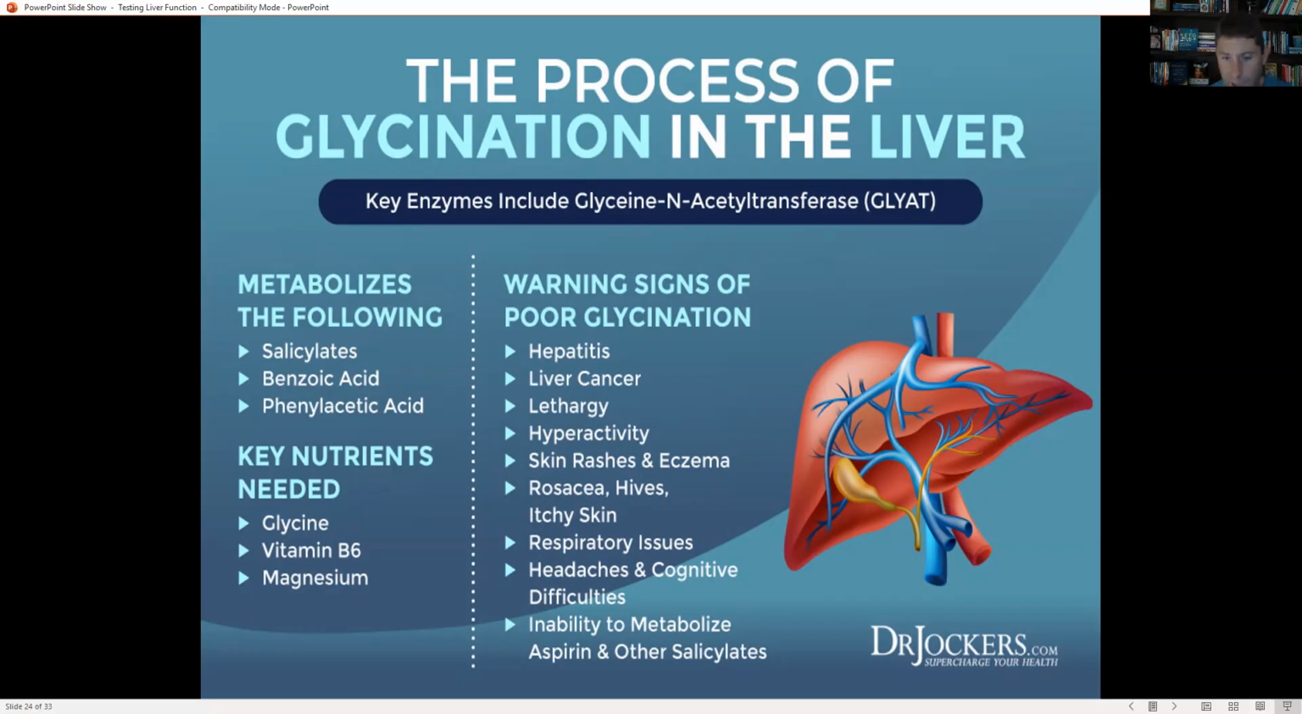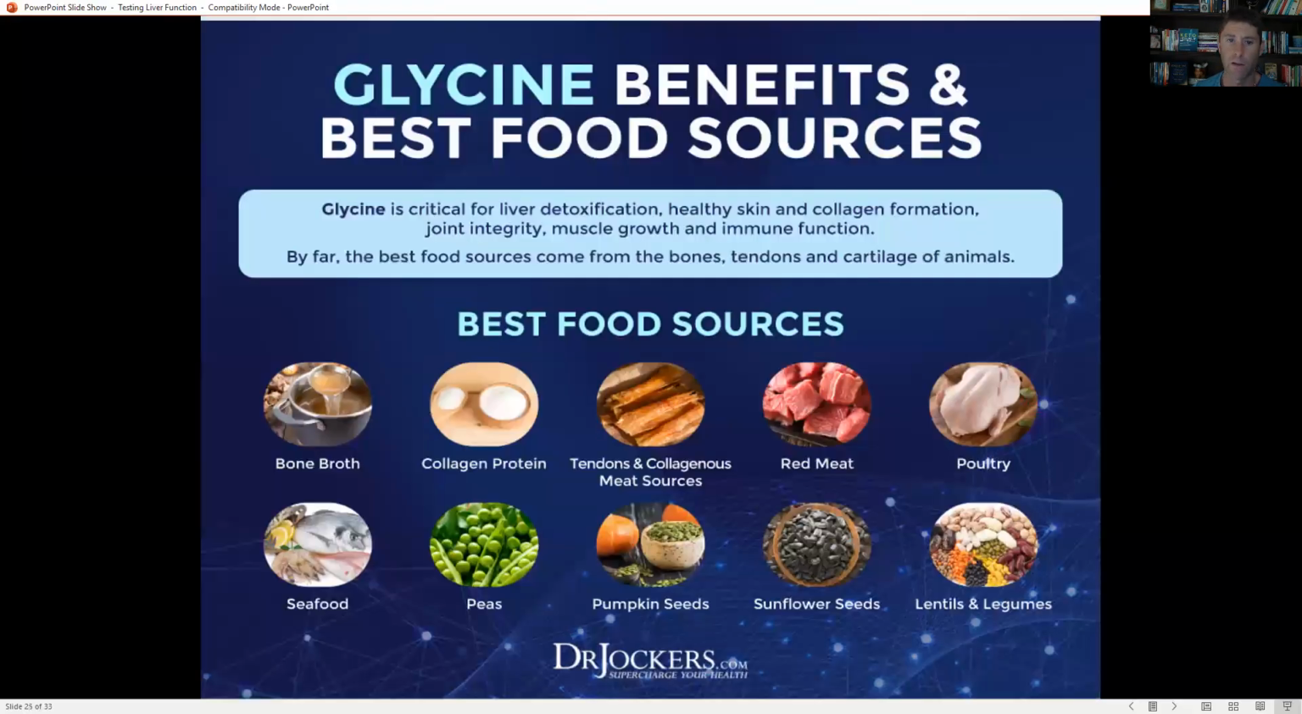So that's a good thing to ask in a questionnaire: hey, are you able to metabolize aspirin? Have you ever had a bad side effect to aspirin or to antibiotics, right? You can ask that question. And sometimes people will say yes, and it's kind of cluing you in. There could be an issue here with glycination.